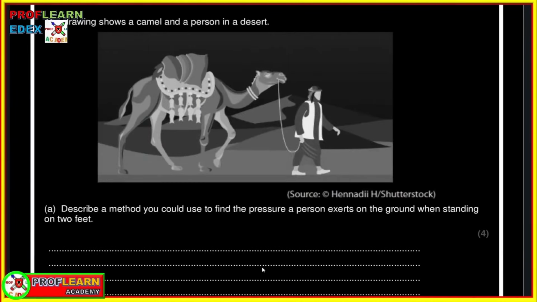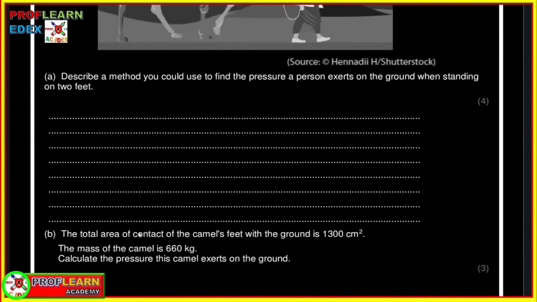In question number 5, this question is about pressure, and we are told to describe the method you will use to find the pressure a person exerts on the ground when standing on 2 feet. Remember, to work out the pressure of a solid, it is force over area. So we need to know the force the person exerts and also the area in contact with the ground.